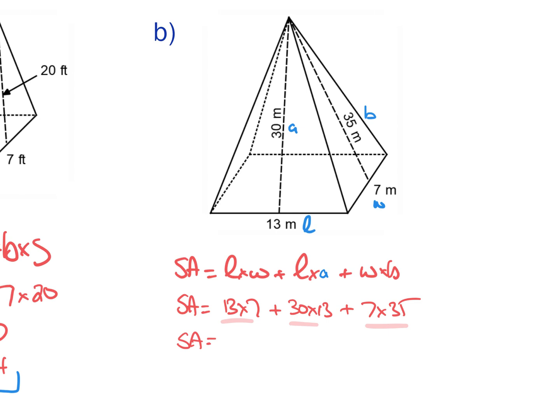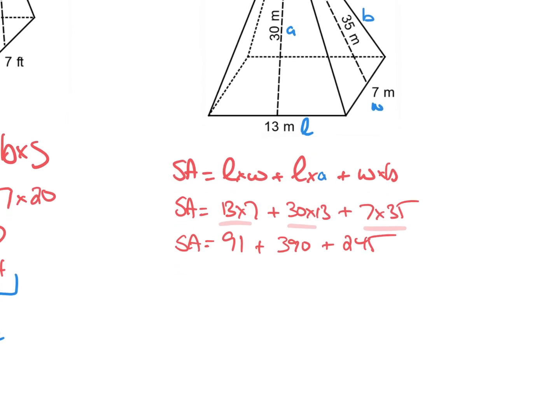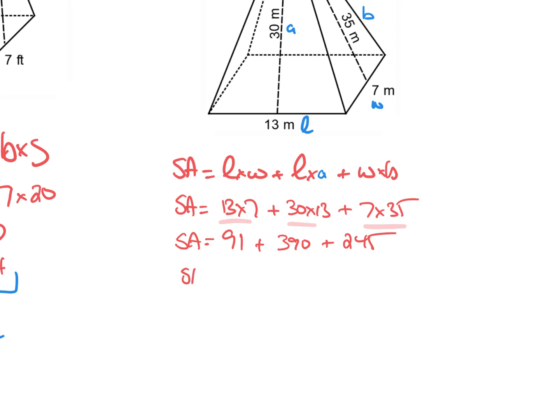13 times 7, what might that be? 91. And 30 times 13 is what? 390. And 7 times 35 is? 245. Awesome. So we've got 91, 390, and 245. And now we're going to add those together to give us the surface area.